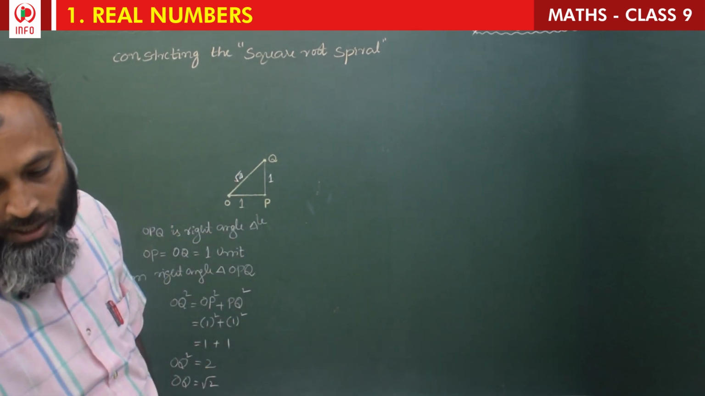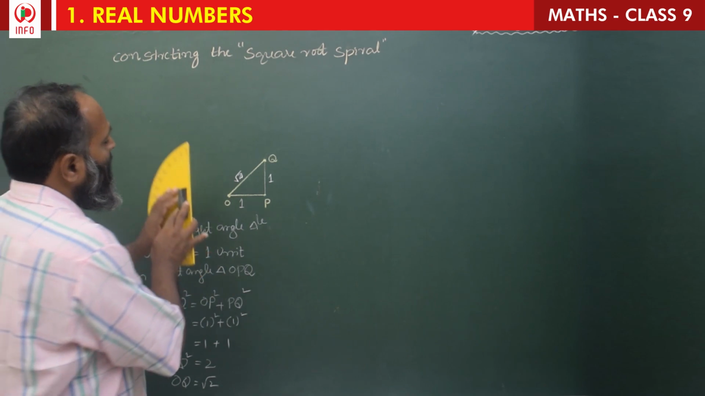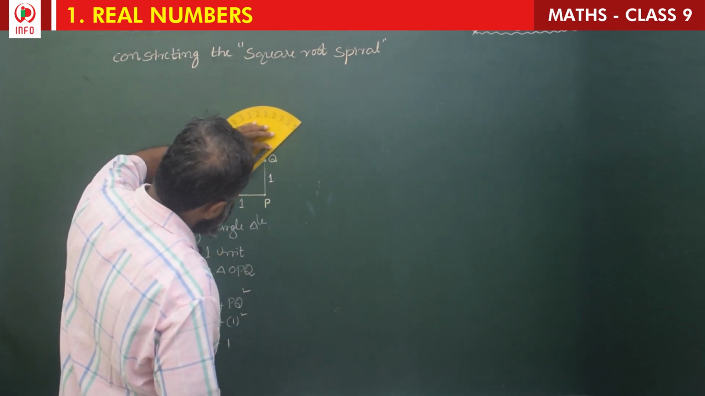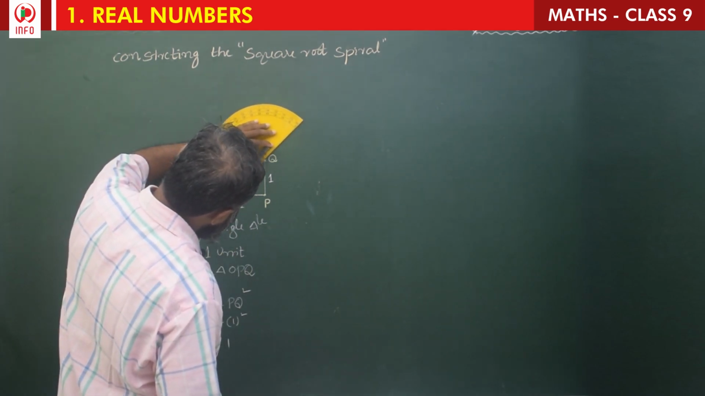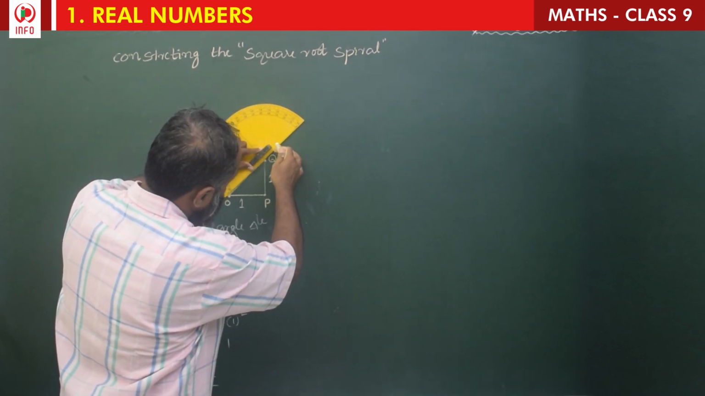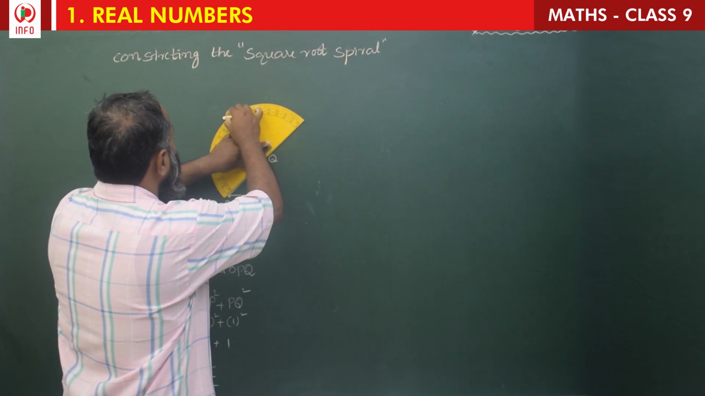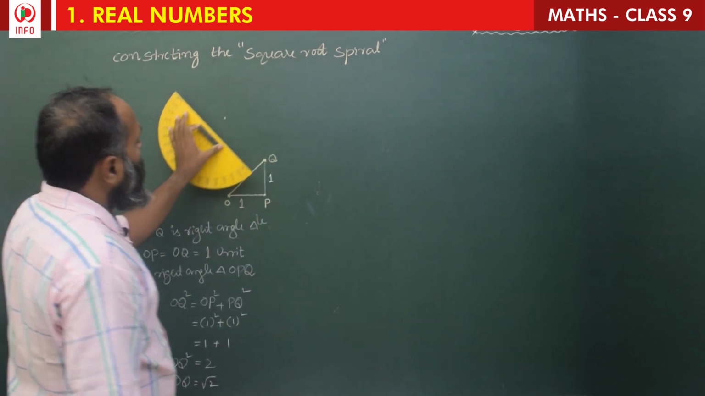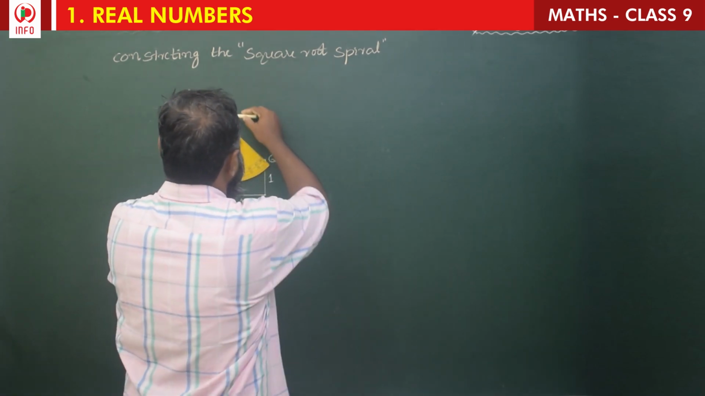Then after that, again with OQ as a base, draw one perpendicular line. From here draw a perpendicular line.